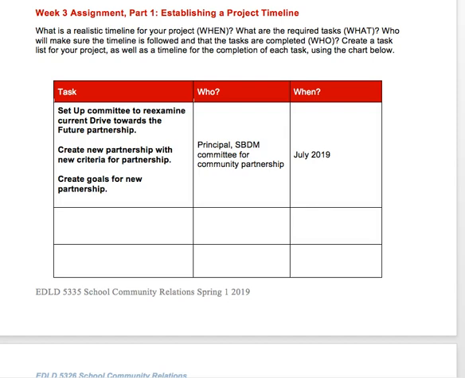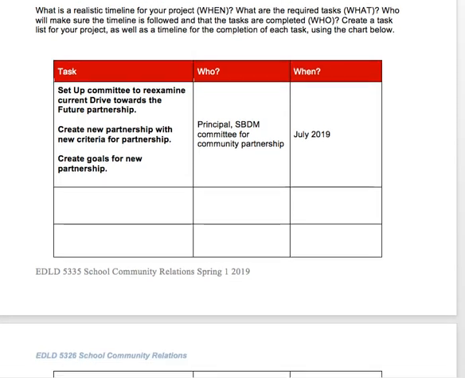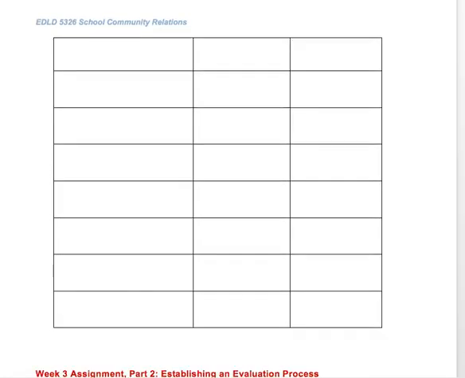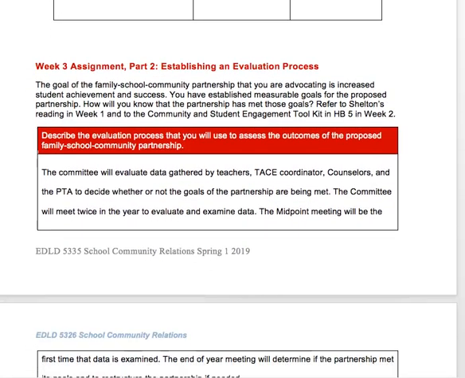So I'll give you an example. For the first task, it might be to set up a committee to re-examine your future partnerships. You might create new partnerships with new criteria and create goals for those partnerships. And so it says that the principal and the site-based decision-making committee and the committee for community partnerships will be the who, and when is that going to happen would be July 2019. So this is just an example of how you are going to do your timeline. So it's going to take you from thinking about the timeline, creating the partnerships, all the way to implementing your actual project.